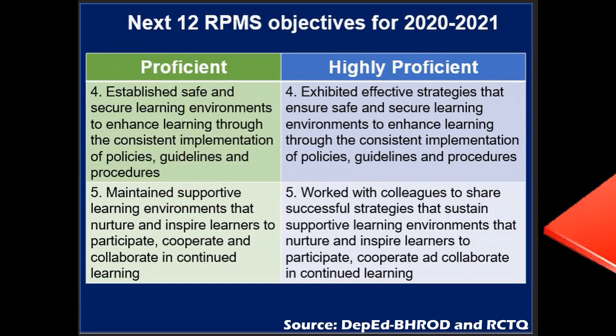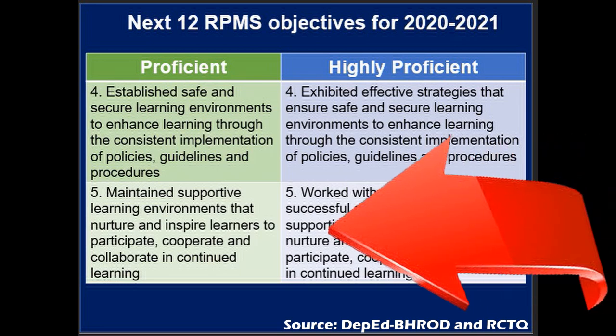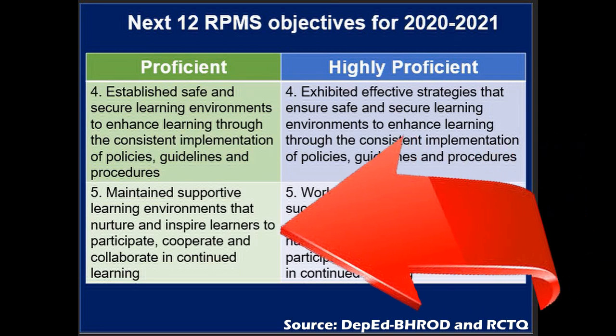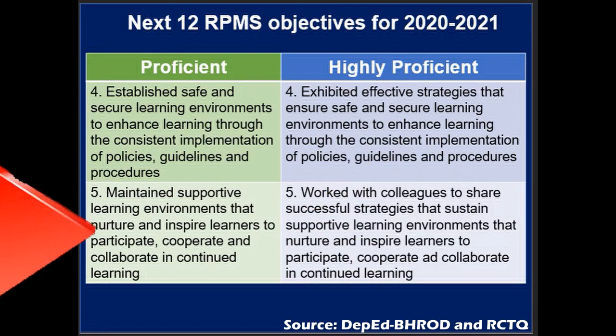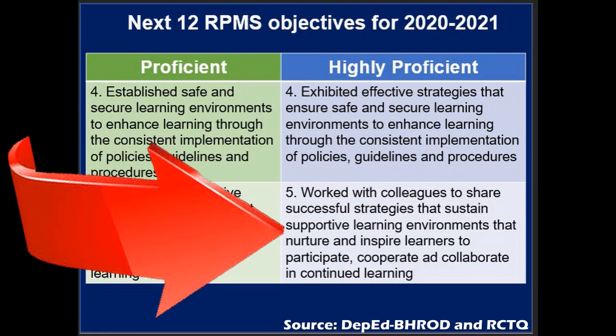The fifth indicator for the proficient teacher is to maintain supportive learning environments that nurture and inspire learners to participate, cooperate, and collaborate in continued learning, while the highly proficient teacher is expected to work with colleagues to share successful strategies that sustain supportive learning environments that nurture and inspire learners to participate, cooperate, and collaborate in continued learning.